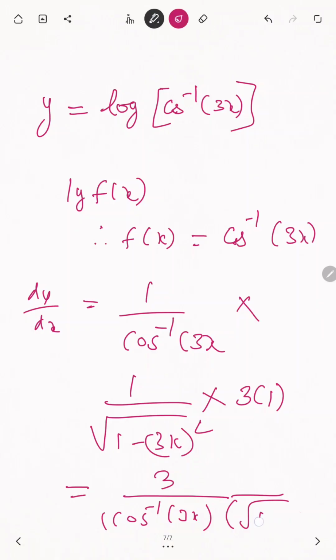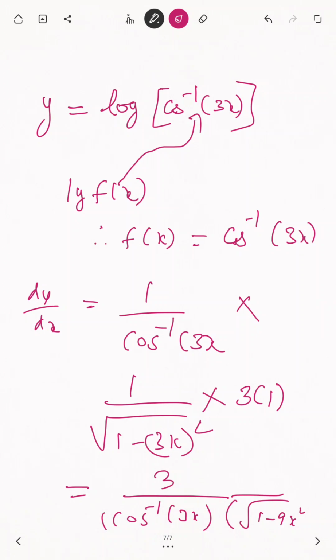So 1 minus 9x square. Again I am explaining, student. Here the function given to you is a logarithmic function. They are asking you to differentiate log of cos inverse 3x. You write log of f of x. Then after log, f of x is there. Here f of x is what? Cos inverse 3x. Okay. Now what is the formula?